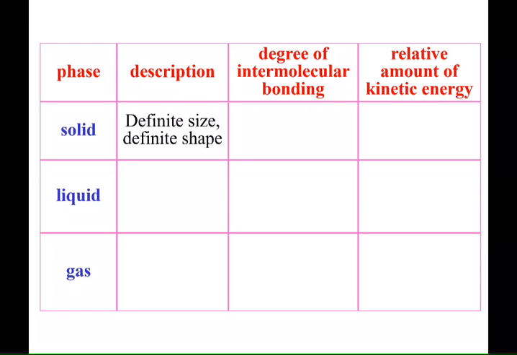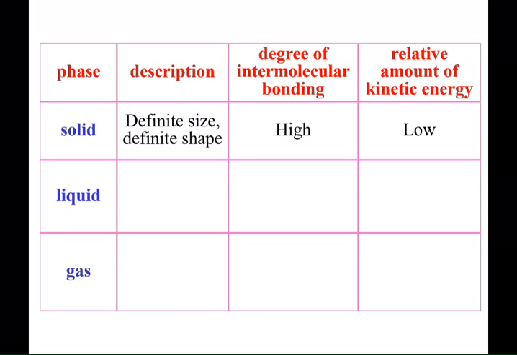What about the webbing, the intermolecular bonds between the solid particles, whether it's water particles or aluminum particles? They have what we say is a high degree of those intermolecular bonds. How much kinetic energy do they have? Well, that's the motion part. Kinetic energy is energy associated with motion. So if they don't have much motion, they don't have much kinetic energy. So that last column is motion.